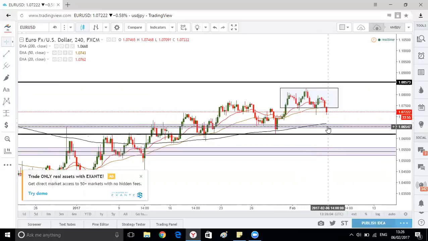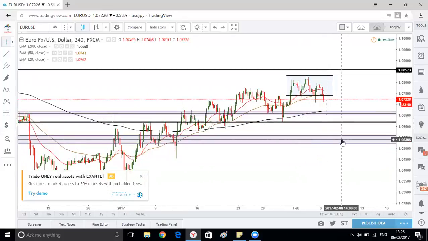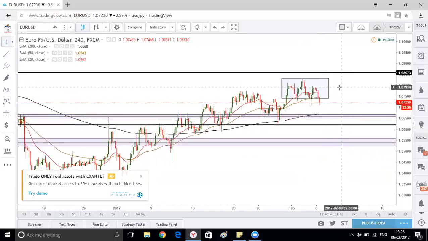If this level breaks, there's a possibility of this trade going all the way down to 1.05 to this level. That's if this level breaks. If this level does not break, then this pair will come down here and start going back up, and make another higher high above this level.